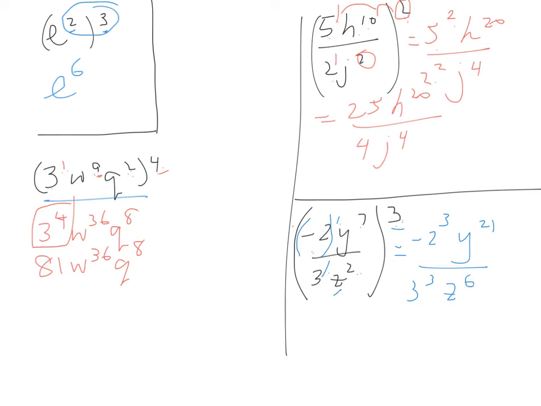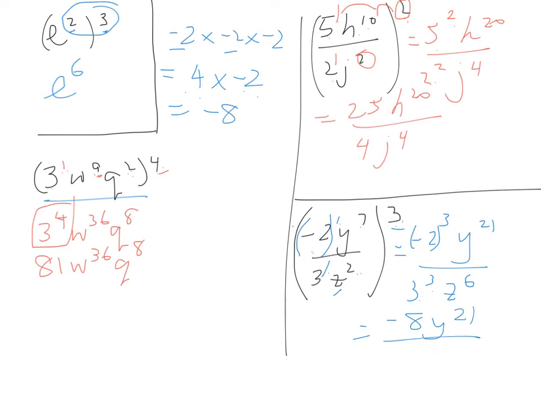Now, where we've got to be careful, remember we had brackets around this, so that means we're doing negative 2 times negative 2 times negative 2. So I'm just going to do that up here. Hopefully you know what this ends up being. Negative 2 times negative 2 gives us positive 4, and we're going to multiply that by negative 2. So 4 times 2 is 8. Positive times a negative is also a negative. So we're going to have negative 8y to the power of 21 over 3 to the power of 3, which is 27. 27z, sorry, not y, 27z to the power of 6.